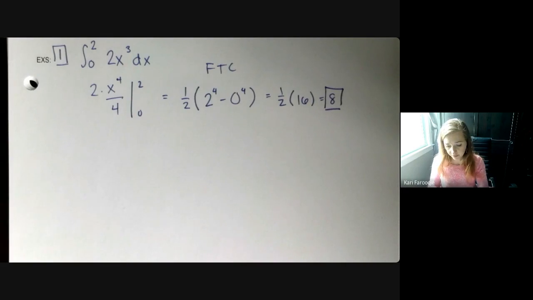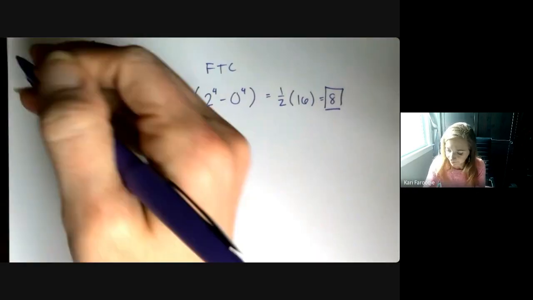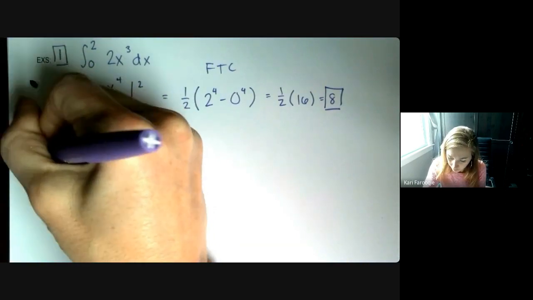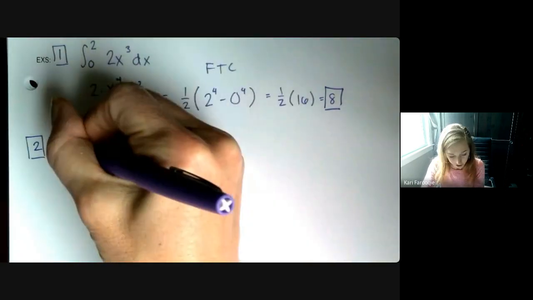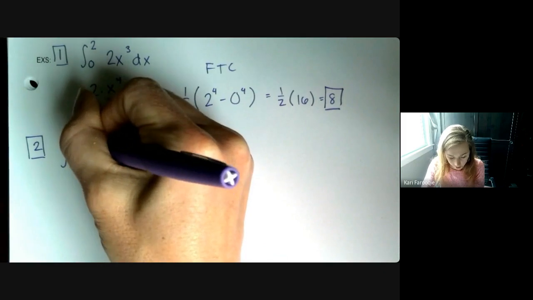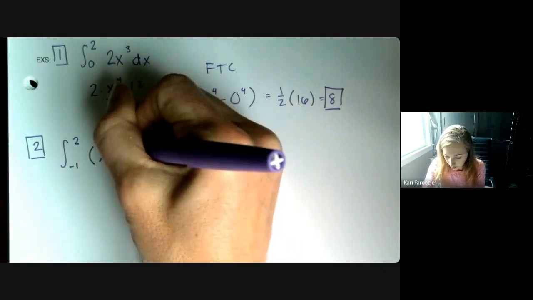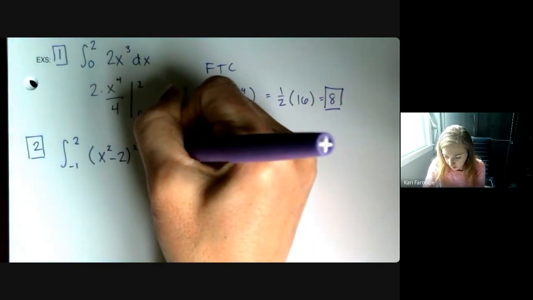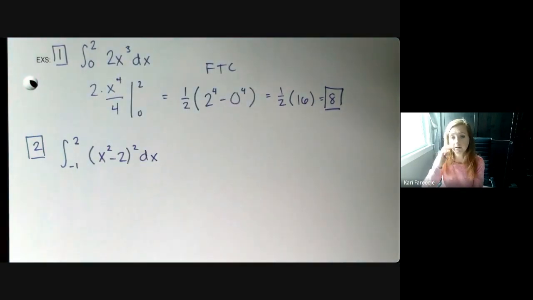There's that. Number 2. This one is the integral from -1 to 2 of (x squared minus 2) quantity squared dx.